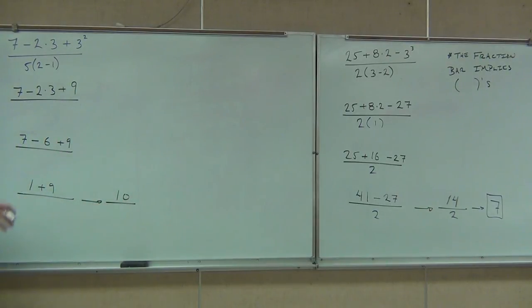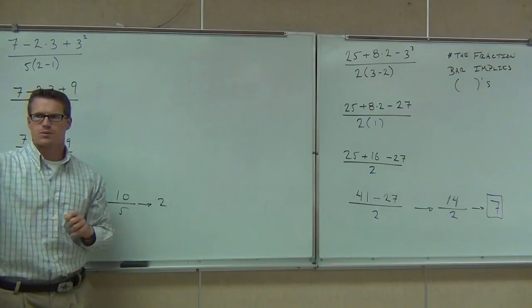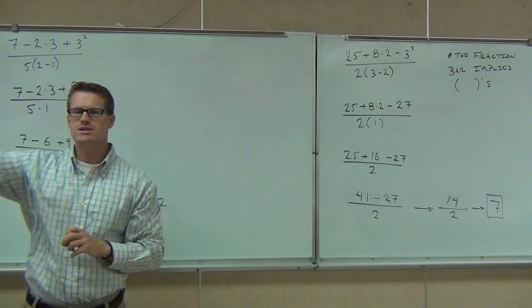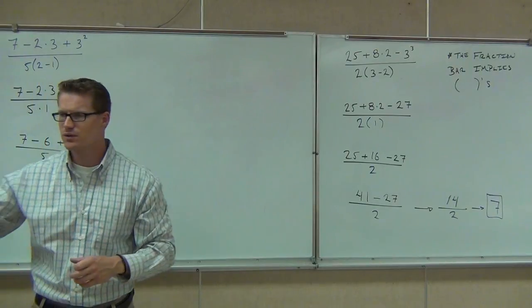We stop there, then we work on the bottom of our fraction. So the bottom says we're going to do 5 times 2 minus 1. That 2 minus 1 comes first because it is in parentheses. That gives us 5 times 1. You can have parentheses or not, it doesn't matter. 5 times 1 is 5. We'll write that a couple more times. 2. That's exactly right. How many were able to get 2? Good. If you didn't, that's okay. Why don't you go back and try this again next time? If you want to follow this on the video, you can do that.